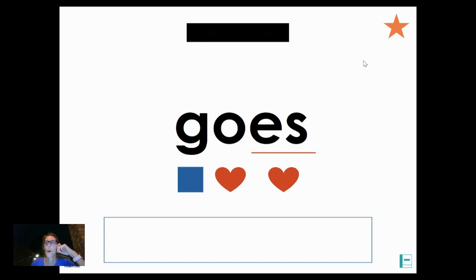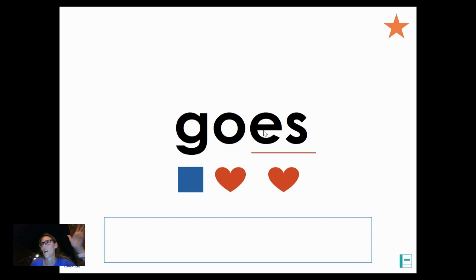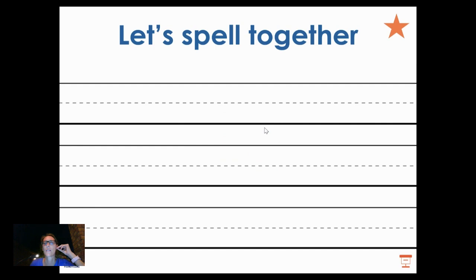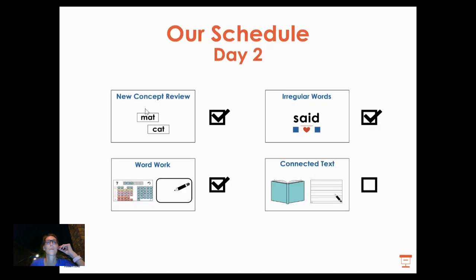Goes. So go, but the OE is not what it should do, and the S makes that Z sound. Goes. So that's why it's considered a tricky word. Says, the AY should say A, but it does not in this word. Says. So this word would be say, but then it's says. That's why that's the way it is.